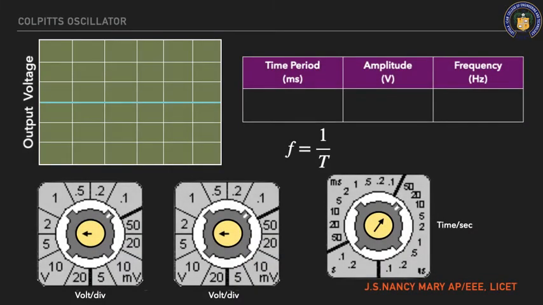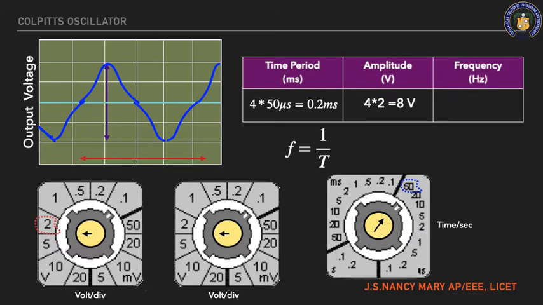So now we will see the same thing in the CRO. We will have a sine wave. You are going to measure the amplitude. So the amplitude will be 4 into 2, 8 volt. Then you measure the time period. It is also 4 into 2, 0.5 microsecond, which gives you 0.2 millisecond.